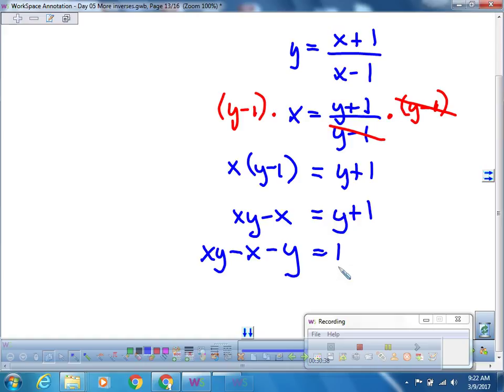Now I'm going to add the x to the other side. Yeah? Mama likes this, huh? It's like a puzzle. She's good at this. So I'm going to add x to both.